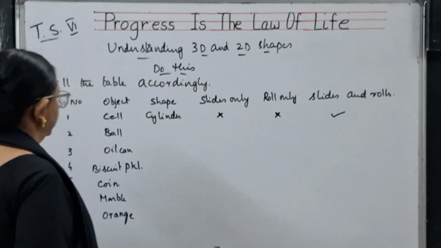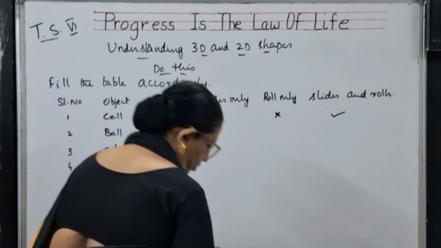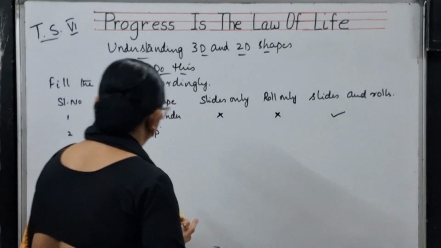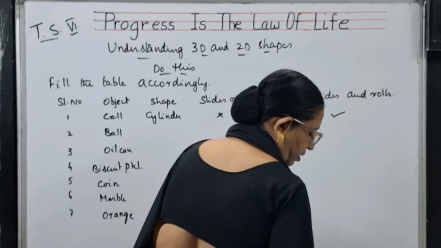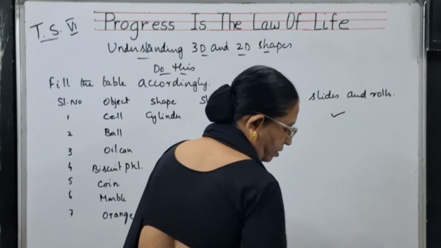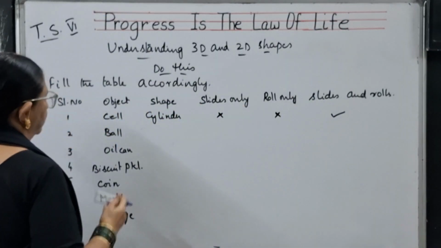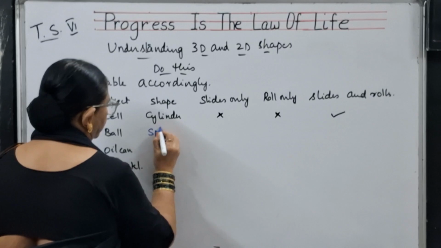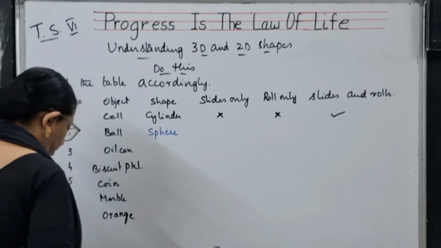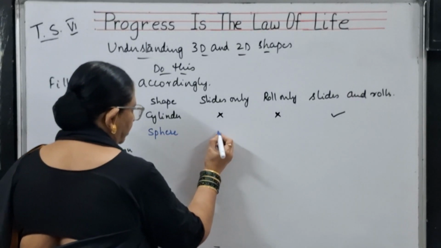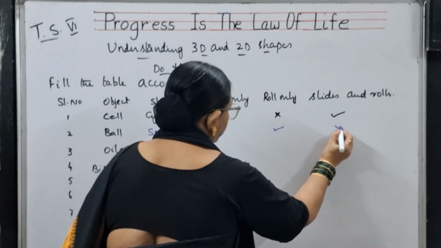Now let us see the ball. The shape of the ball is spherical. So the shape is a sphere. I will write it in another pen, children, so that the answers are easy for you to understand. So the ball is a sphere. It cannot slide, but it rolls. It cannot slide and roll.